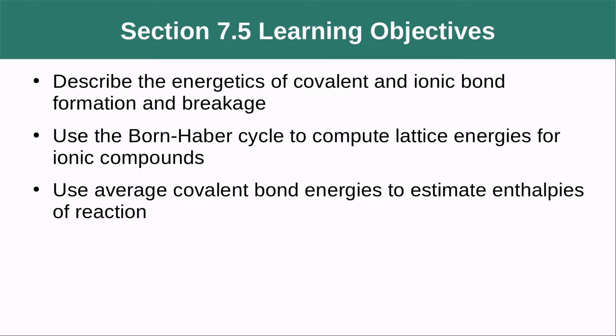In section 7.5, we're going to describe the energetics of covalent and ionic bond formation and breakage. We're going to learn about the Born-Haber cycle, and then we're going to use average covalent bond energies to estimate enthalpies of reactions.